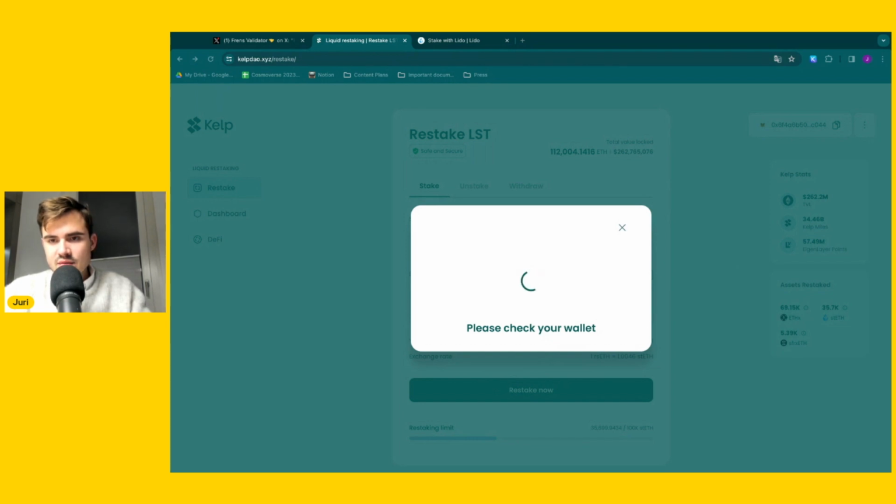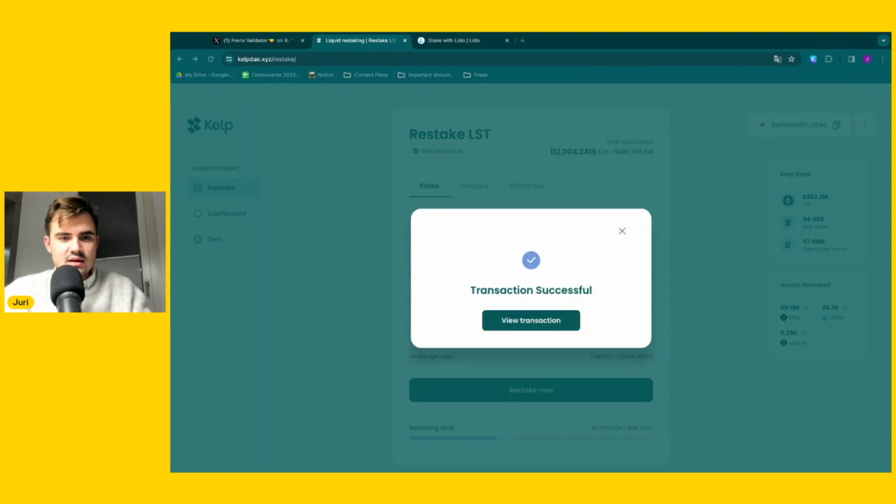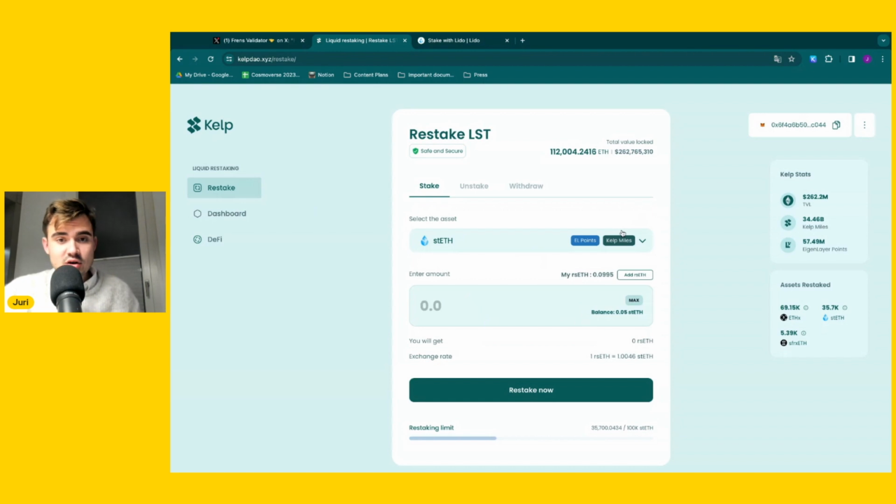I sign everything in my MetaMask wallet. And the transaction was successful. Now I'm restaking my LST via Kelp DAO. And now why is all of this so interesting?